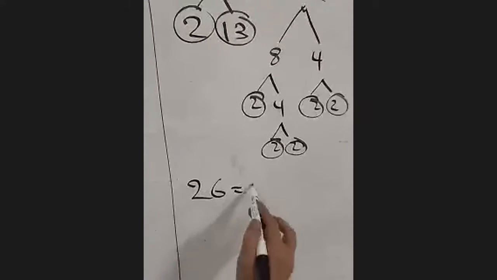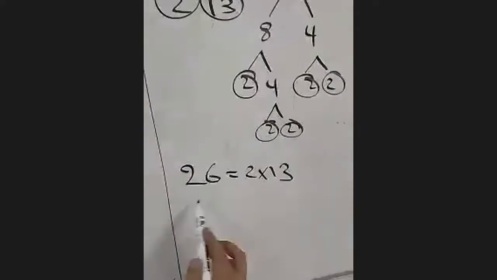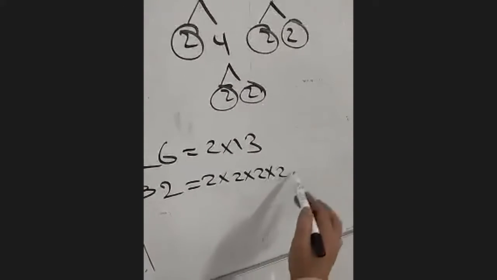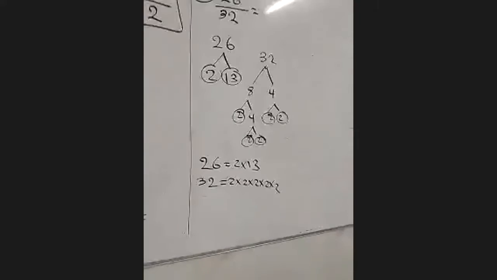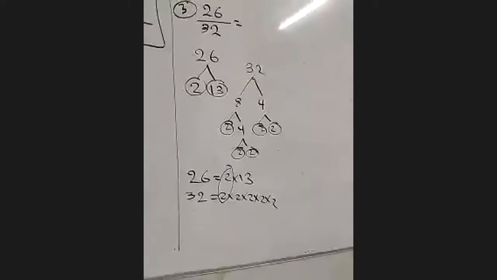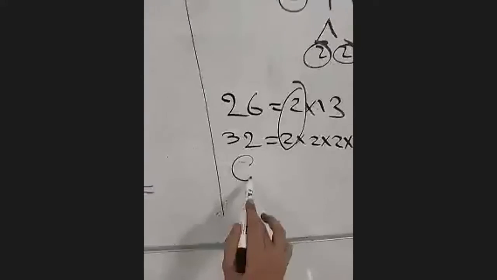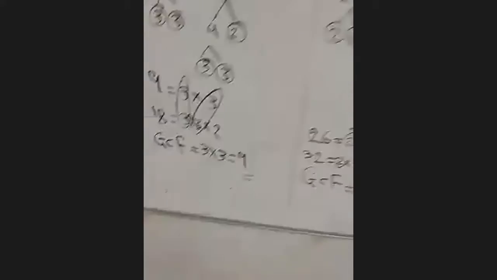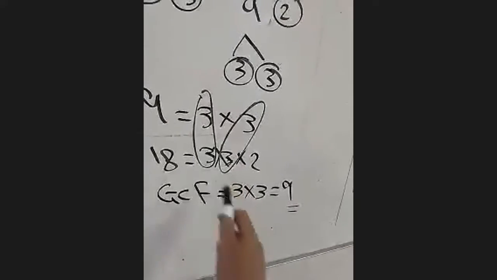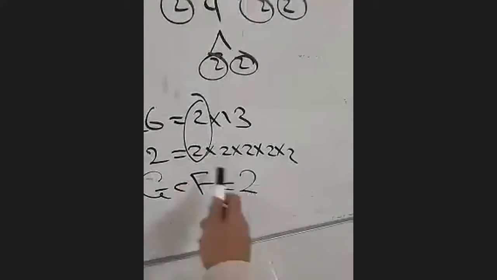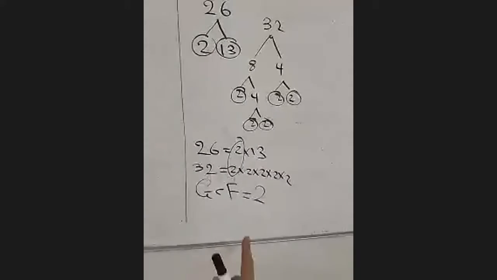Now let's prepare our GCF. 26 equals 2 by 13. And the 32 equals 2 times 2 times 2 times 2 times 2. Now what is the common? The common is only 2 here. We have only one group. So the GCF equals only, here, 2 groups. From each group, you take a number. Here, one group, we took one number. Now, the GCF is 2.